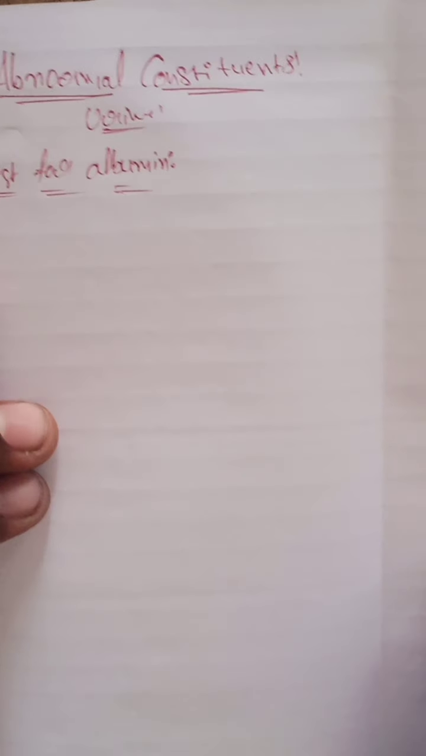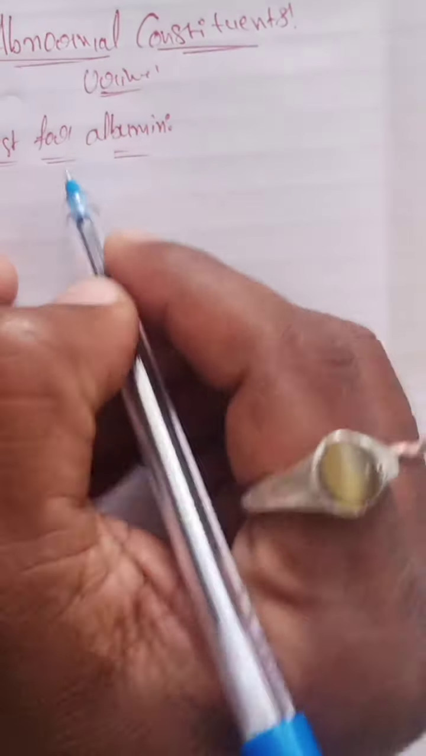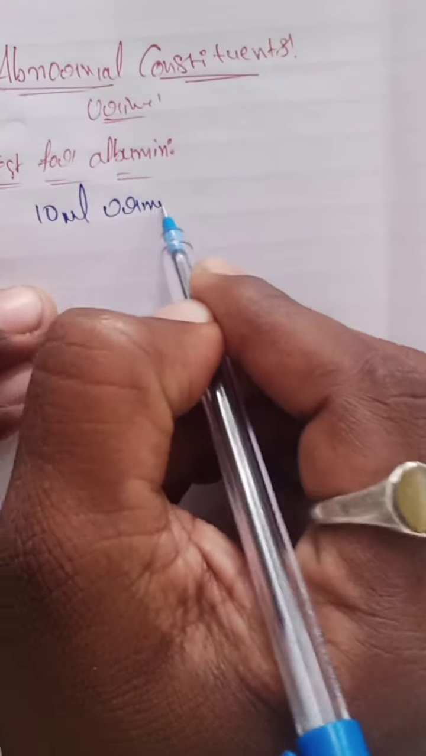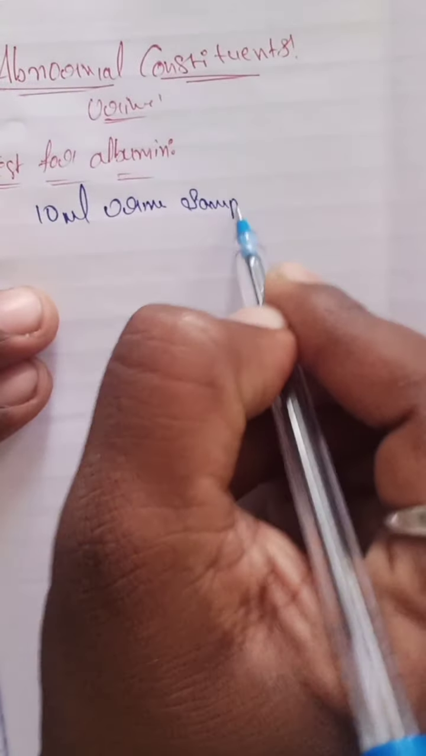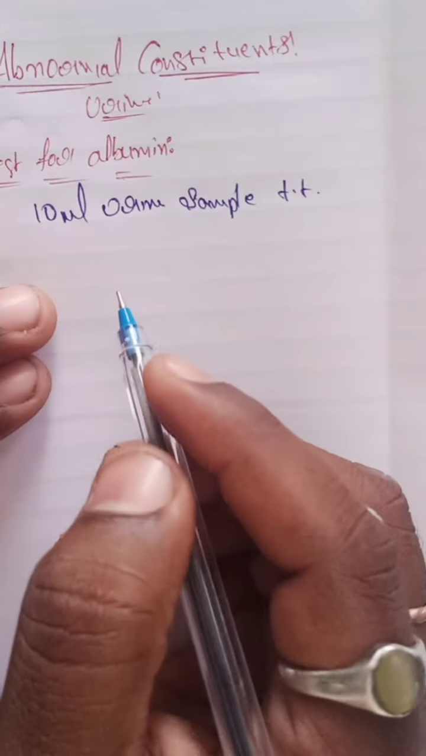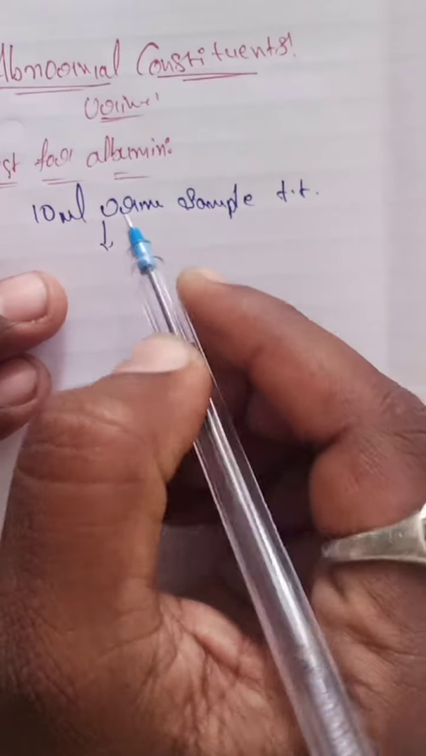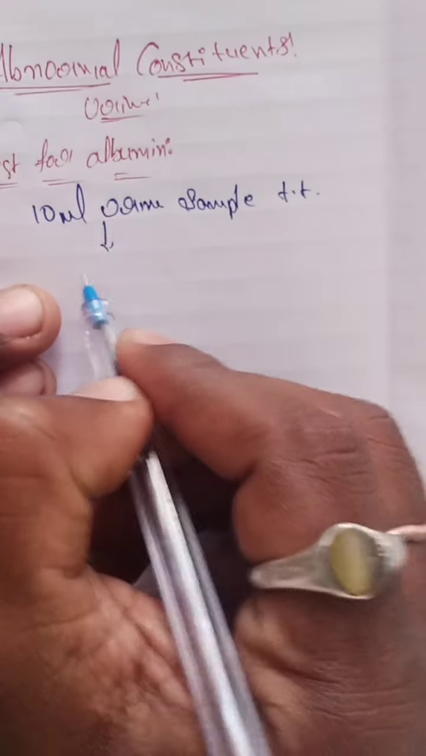First of all, take 10 ml of urine sample in a given test tube. Then hold the tube over the flame.